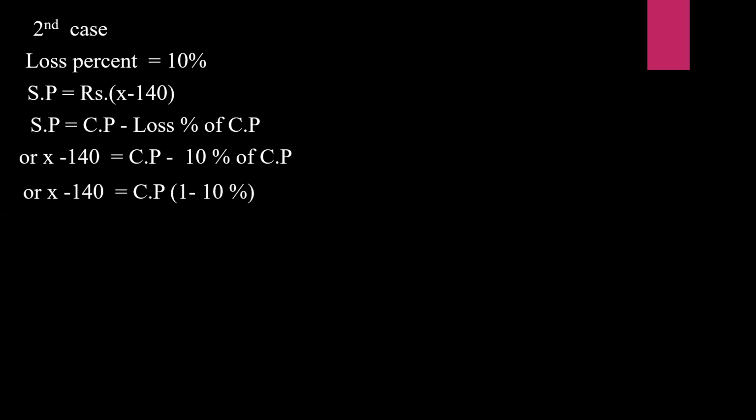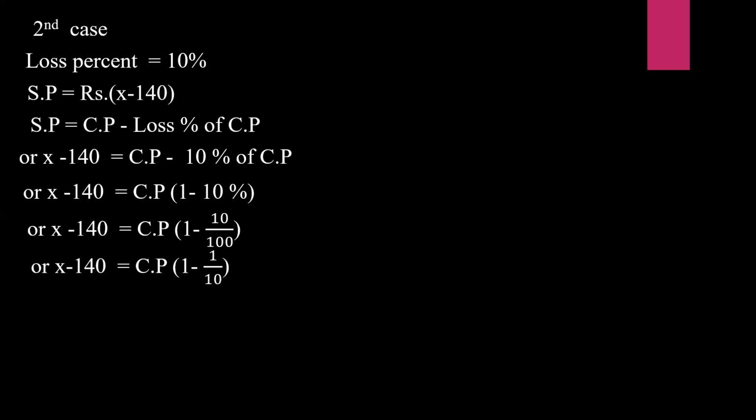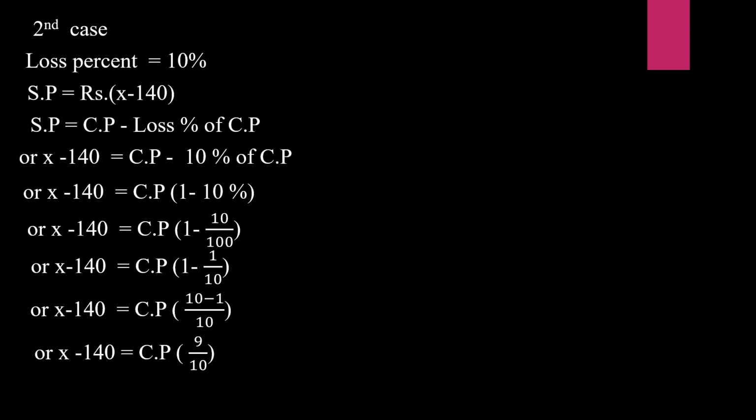X minus 140 equals CP times 1 minus 10%. Okay, 10% means 10 by 100. And again we cancel 0 and 0. It will become 1 minus 1 by 10. All are the same, right? From here, let's take the LCM. It will be 10 minus 1 by 10, and it will be 9 by 10 CP. I hope it's clear. You can check from the beginning, okay, if you are confused, right?